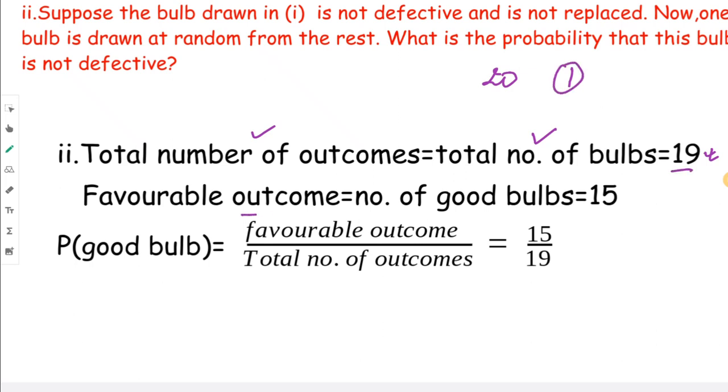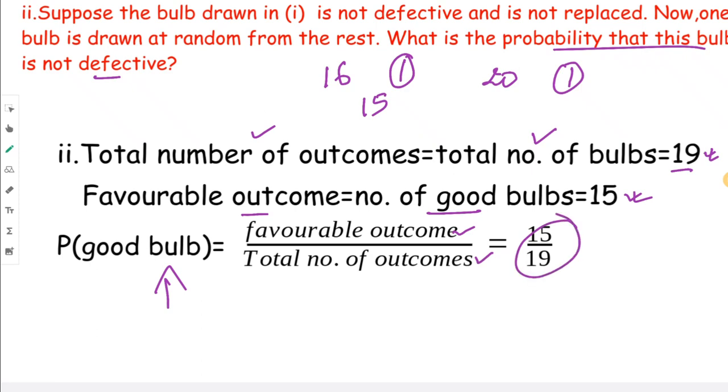The favorable outcome is how much? They ask what is the probability that this bulb is not defective. Okay, it's not defective. Then the number of good bulbs, remember there were 16 good bulbs, but I have taken out 1 bulb and I have kept it aside. I did not put it back into the lot. That means I only have now 15 good bulbs, right? So once again, the probability that we'll get a good bulb is favorable outcomes over total outcomes, 15 by 19.